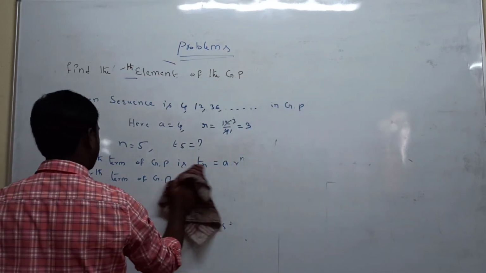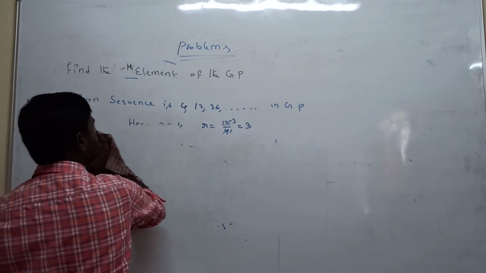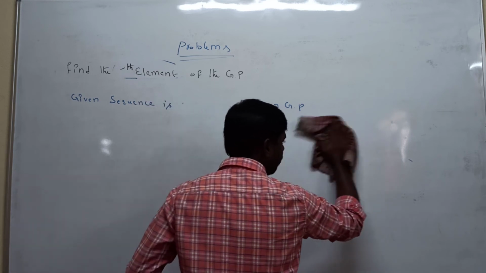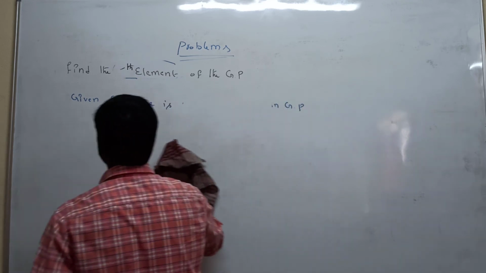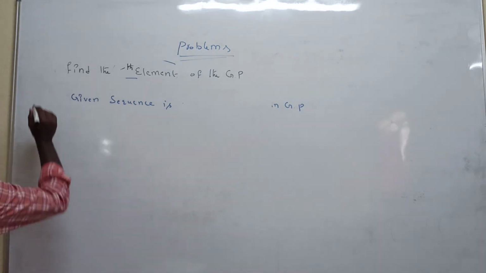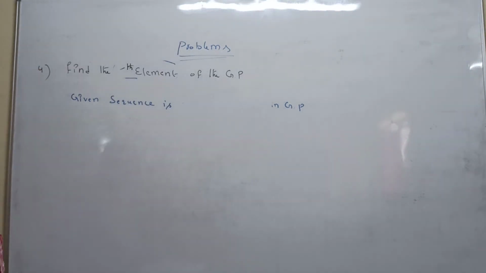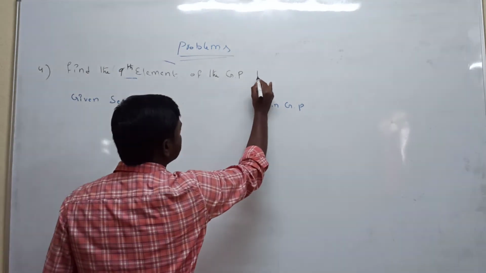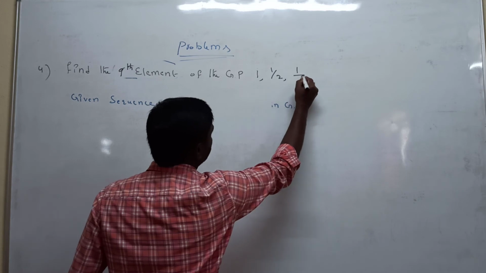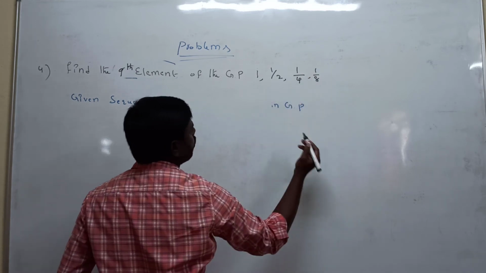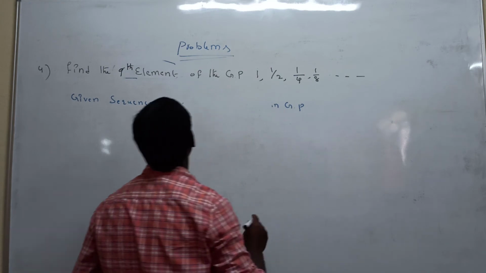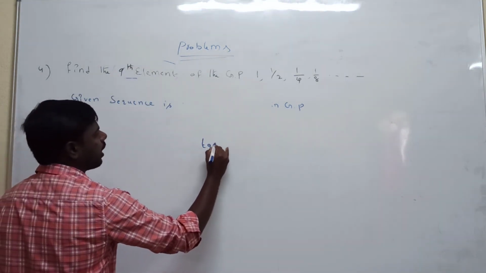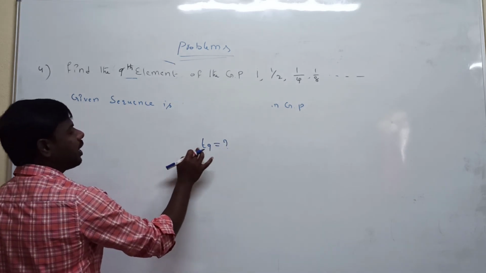So very easy, only applying the nth term of the geometric progression formula. Finally we are finding only the nth term value. Next one is the fourth question. Find the ninth element of the geometric progression 1, 1 by 2, 1 by 4, and so on. What are they asking? To calculate the ninth element means the required value is the ninth term value.